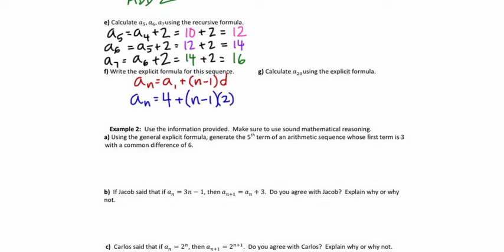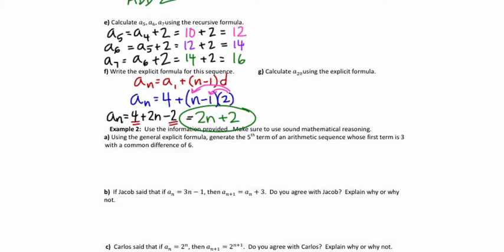Let's distribute and simplify as much as possible. So what I'm going to do is distribute this 2 to each of the terms on the inside of this parentheses. So we've got a sub n is equal to 4 plus 2n minus 2. We've got like terms that we can combine, which gives us 2n plus 2 as our explicit formula.